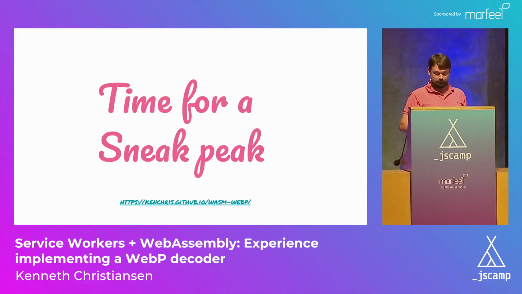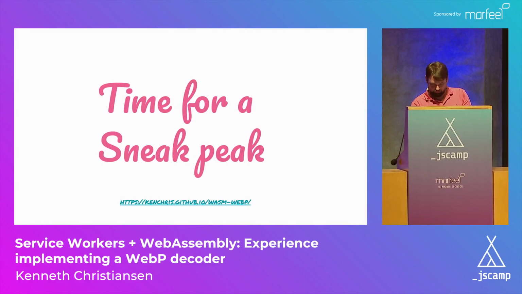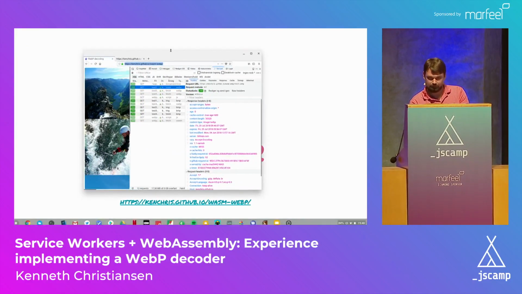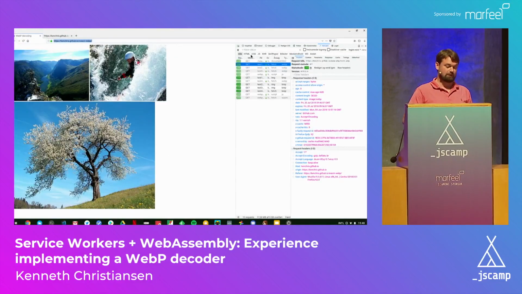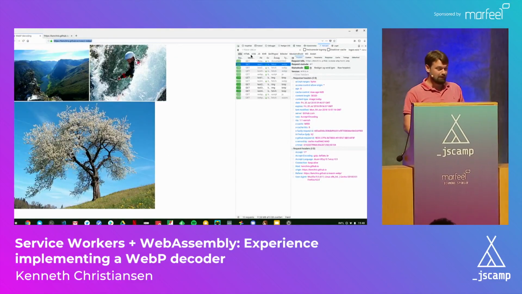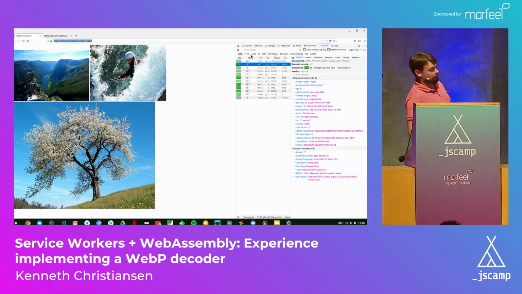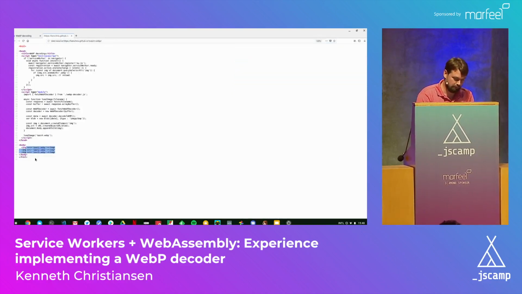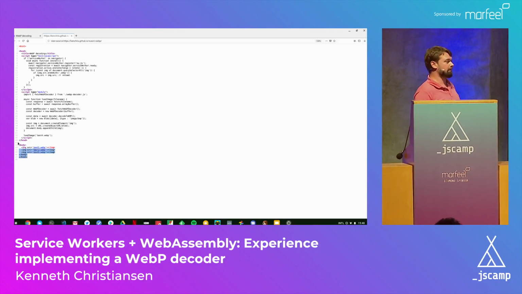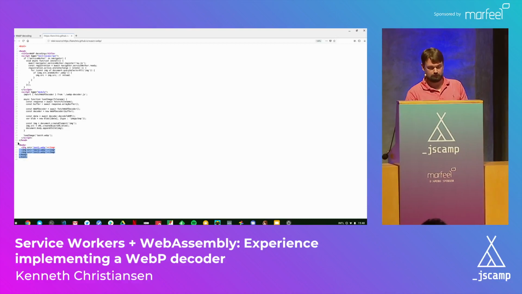So I have a sneak preview. Now I'll see if I can get this on the other screen. Though this is a Chromebook, I'm actually also running Firefox on my Chromebook, because that's possible today. So these are actually WebP images. And if you look at the source code, just look at this part of it. You see these are just like regular image tags using WebP.